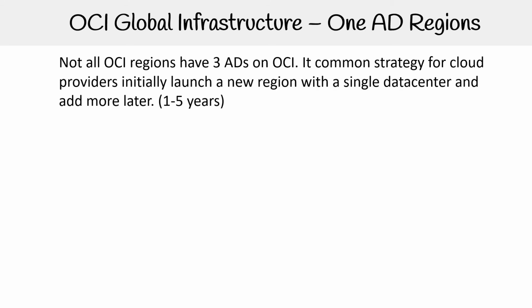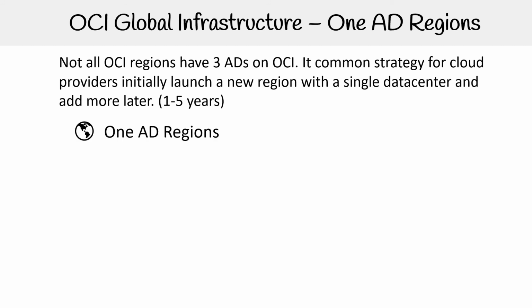Not all OCI regions have 3 ADs, and it's a common strategy for cloud providers to initially launch a new region with only a single data center and add more later. I mean, this isn't great because if you want to work in enterprise, you have to meet that minimum of having your workloads in 3 data centers in a region. But the reason why OCI does this is because they're trying to expand their business as quickly as possible, and so it's important for them to open as many regions. They promise, they'll say, we'll open more later down the road.